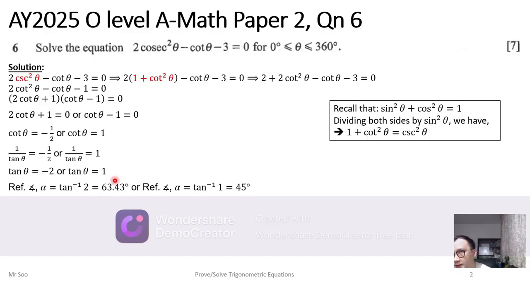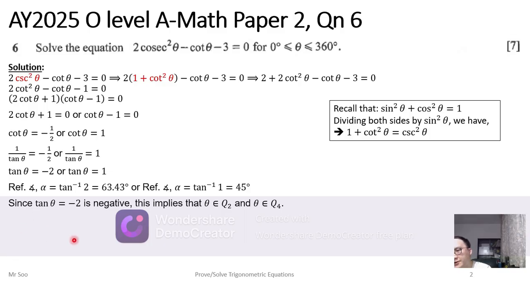For the reference angle 63.43 degrees, since tangent theta equals minus 2 is negative, theta must lie in Q2 or Q4, because tangent theta positive is in Q1 and Q3, so negative is the other two quadrants, Q2 and Q4. Then you find theta 2 and theta 4. For Q2, it will be 180 minus 63.43 degrees. For Q4, it will be 360 degrees minus 63.43 degrees.